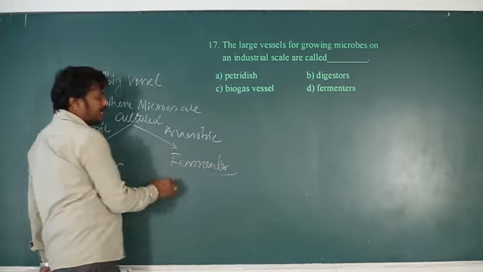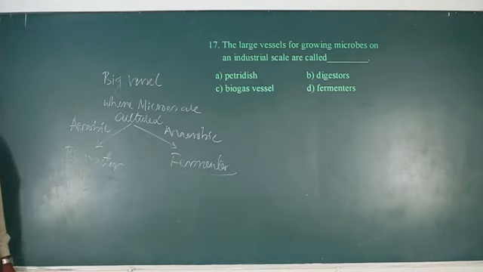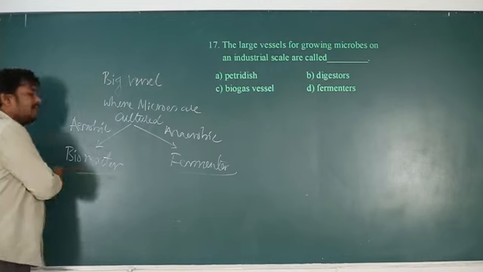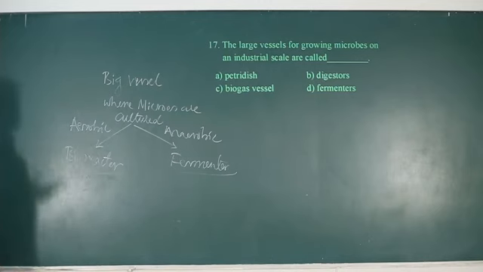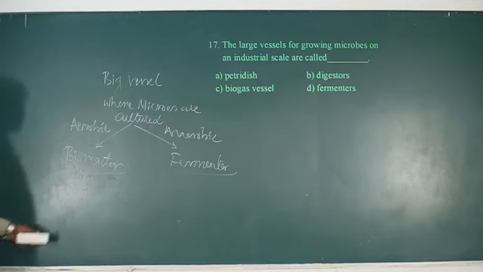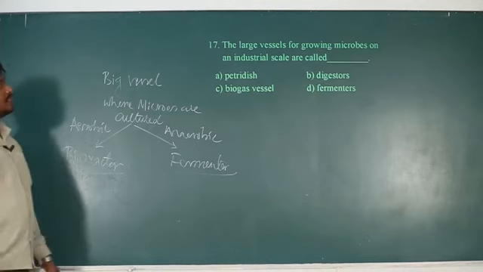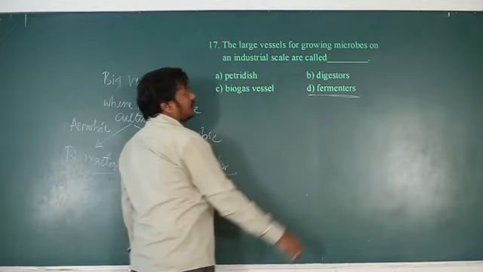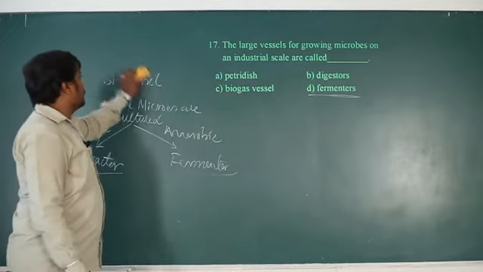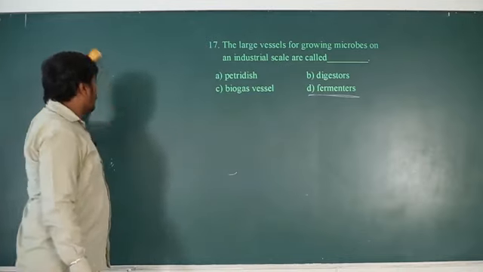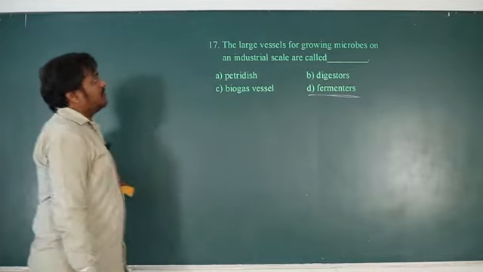fermenter. The fermenter is usually used to produce alcohol, whereas in a bioreactor some medicines can be extracted by using bacteria. You studied the bioreactor in the biotechnology chapter. So the answer is fermenters. Those are called fermenters that can be used to obtain products like alcohol, where maximum they are going to use those fermenters.